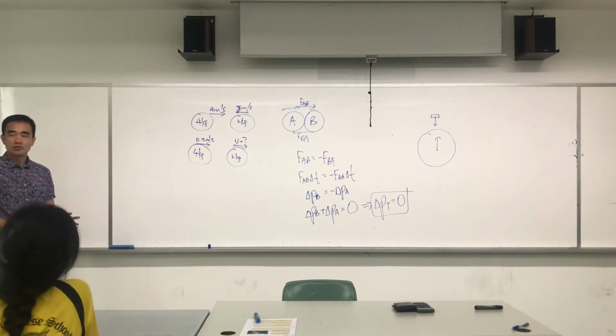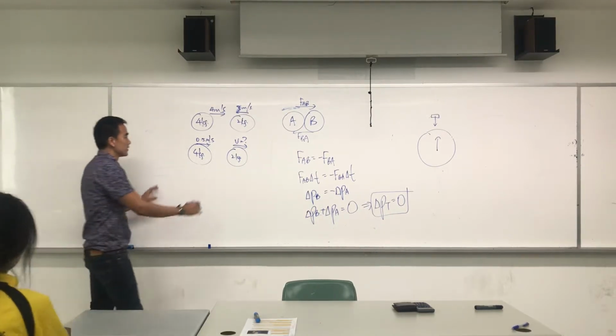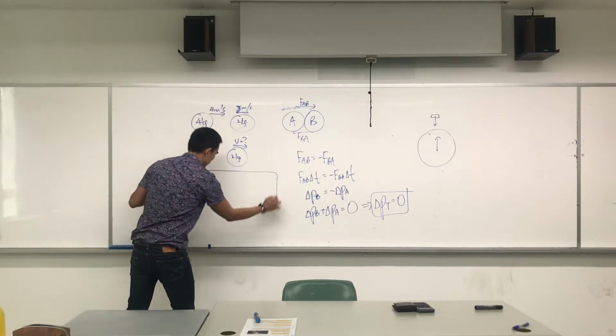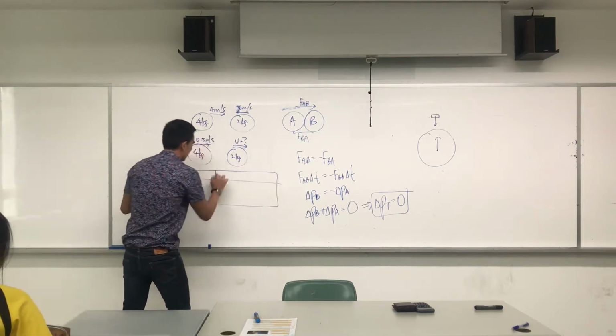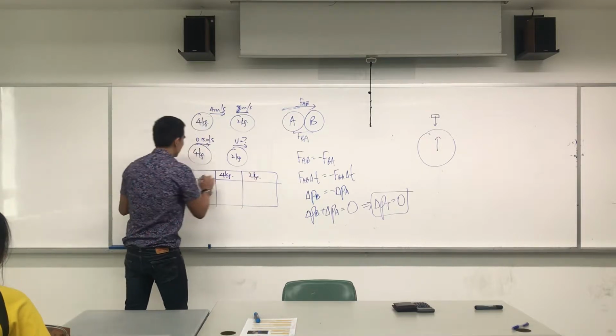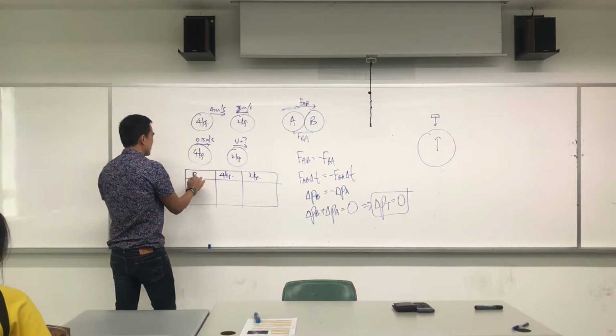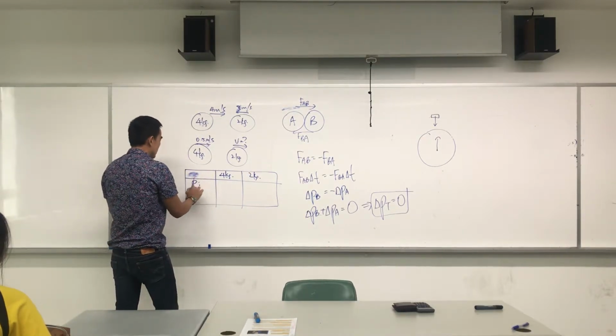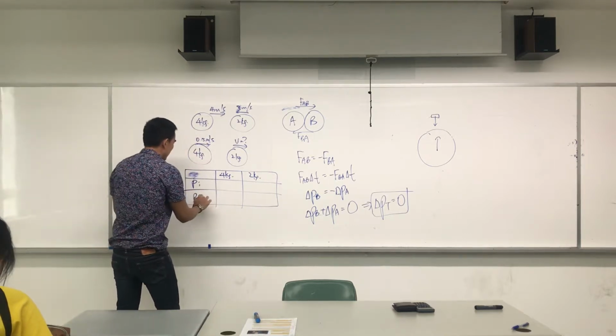Now to help you structure your thinking a little bit further, I'd like you to think of it this way. 4 kg, 2 kg, momentum initial, momentum final.